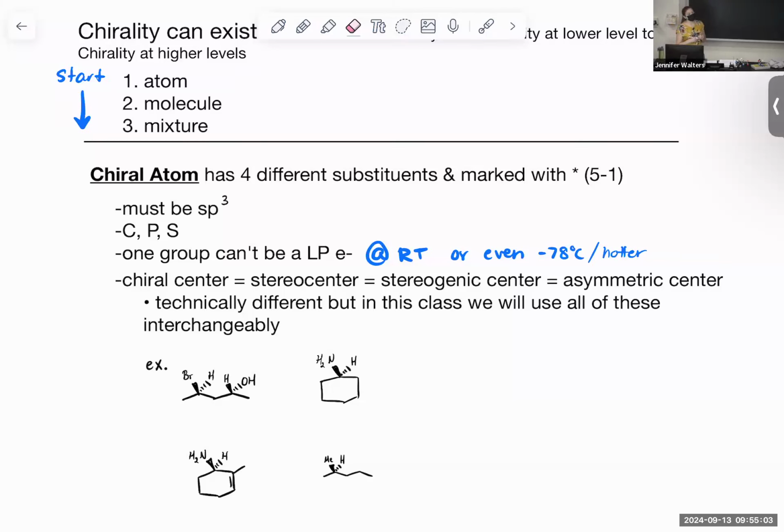There are a lot of synonyms to the term chiral atom. It can also be called a chiral center. It could also be called a stereocenter. It could also be a stereogenic center or an asymmetric center. Technically, these words are different. There is some nuance to it. We won't get into that. In this class, I'm only going to give you examples where all of these words are interchangeable. So anytime you see any of these words, they're all saying the same thing. That this is that N value that we were just talking about. That is just chiral atom, chiral center, stereogenic center, asymmetric center. It just means carbon with 4 different things on it. That's what we're getting at.